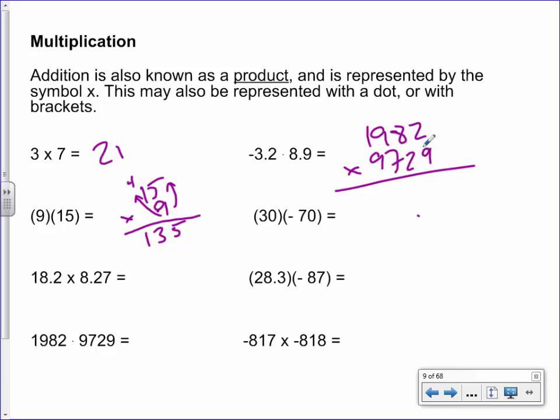You go 9 times 2 right here. That's 18. 9 times 8 right here is 72. Add the 1 more, that makes it 73. 9 times 9 right here makes it 81. Add 7 more, 88. 9 times 1 is 9. Add 8 more, 17.